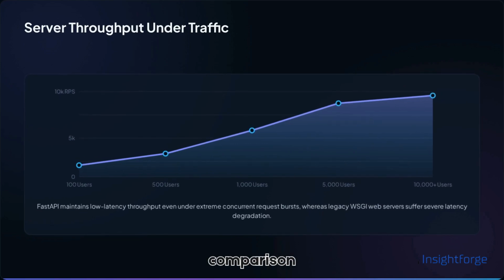Look at this server throughput comparison under heavy traffic. As concurrent users scale toward 10,000, legacy WSGI web servers suffer severe latency degradation. FastAPI, however, maintains flat, low-latency throughput even under extreme request bursts. The proof is right here in the performance.